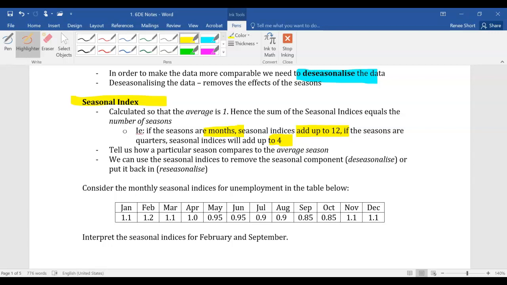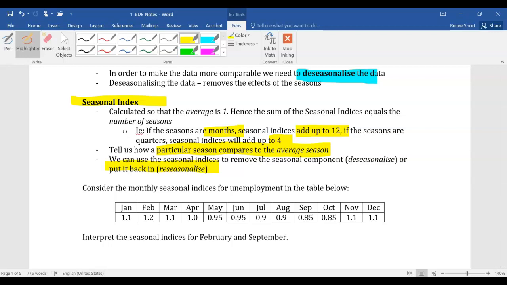So what these seasonal indices do is they tell us how a particular season compares to the average season. And this means that we can use the seasonal indices to remove the seasonal component, so we can de-seasonalize the data and just look at how the data is overall on an even playing field. Or if we've got data on this even playing field, we can re-seasonalize it to help us make some predictions of what would happen in the future. So businesses might use this to help them plan for future peaks and troughs and make sure they're staffed accordingly and things like that.